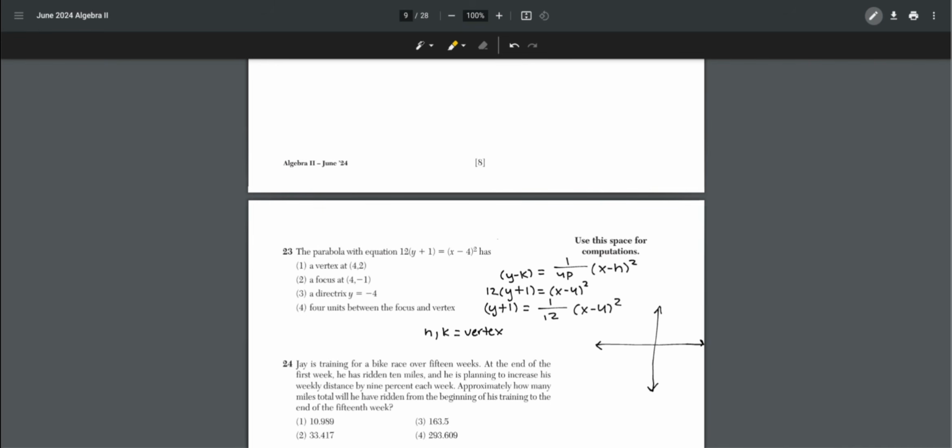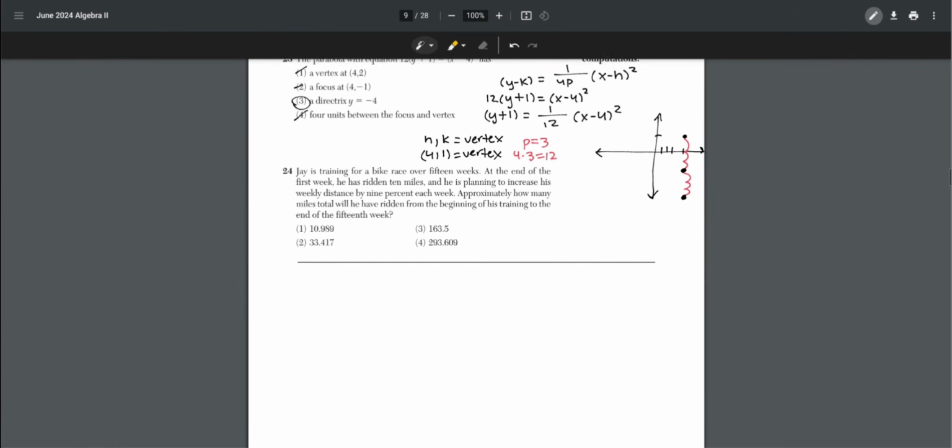Then we can draw the y and x axis and plot this. The p-value is 3, the vertex is 4, negative 1, the focus is not 4, negative 1, the vertex is not at 4, 2, and the p-value is 3, so choice 4 is incorrect. That leaves us with choice 3.